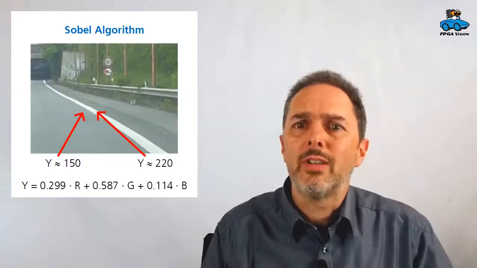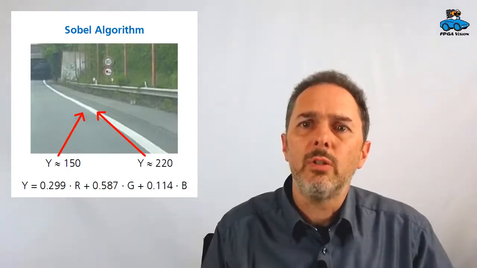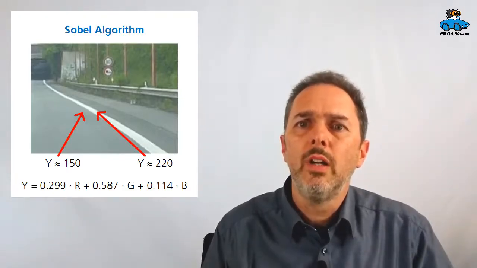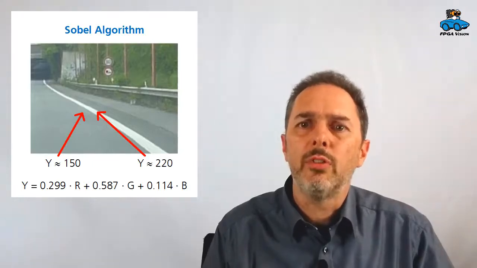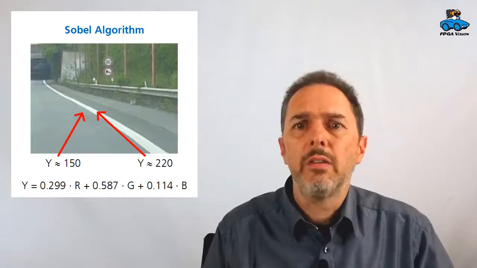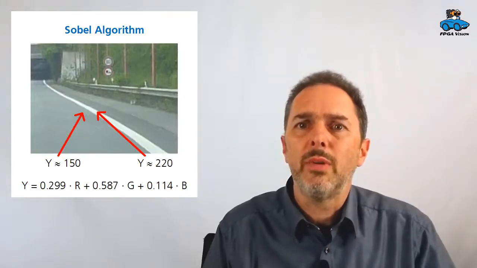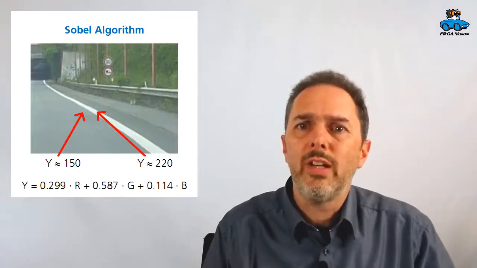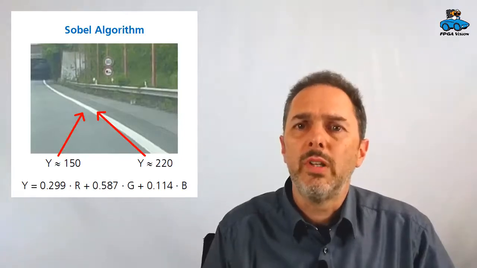And you can translate that from RGB domain into the luminance by having certain factors, as you see in this image. And as R, G and B in this simple application all have the same values, also luminance is 150 and 220.